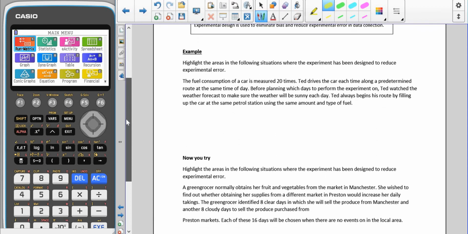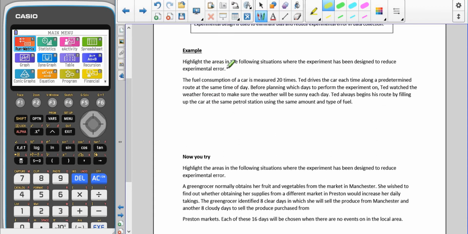So we're going to highlight in this example the areas in the following situation where the experiment has been designed to reduce experimental error. The fuel consumption of a car is measured 20 times. Ted drives the car each time along a predetermined route at the same time of day. Before planning which day to perform the experiment on, Ted watches the weather forecast to make sure that the weather will be sunny each day. Ted always begins his route by filling up the car at the same petrol station using the same amount and type of fuel.